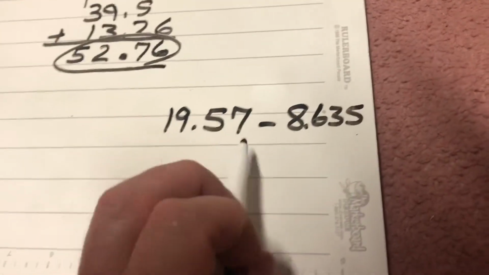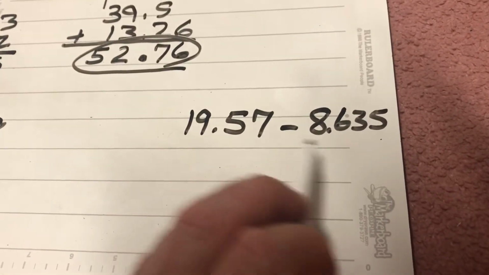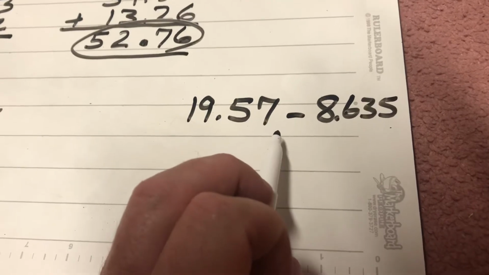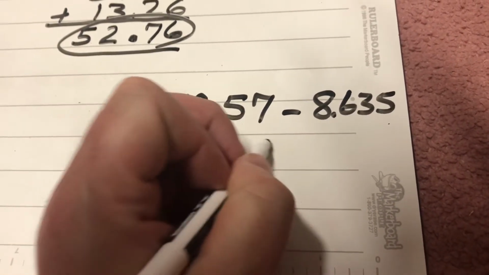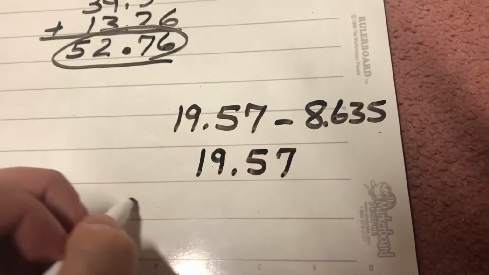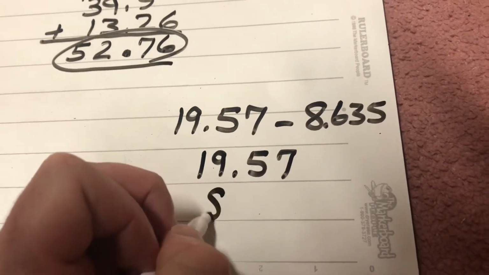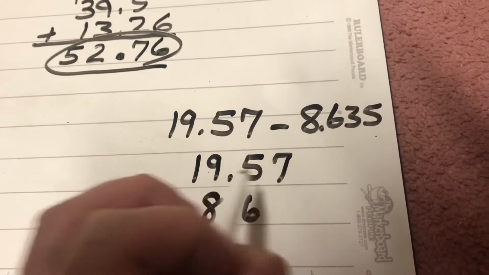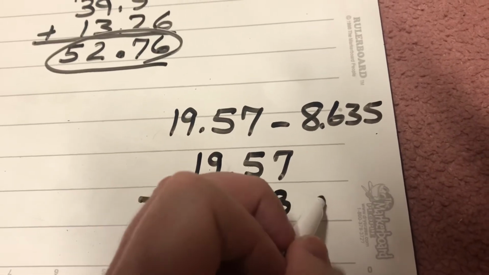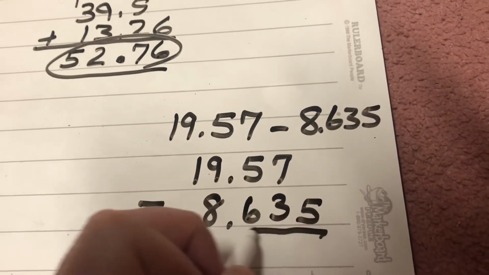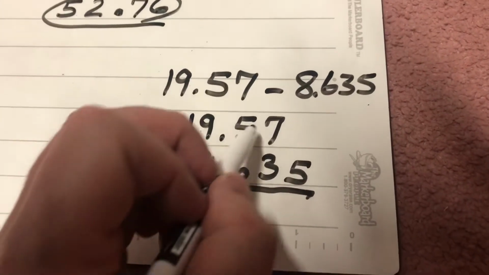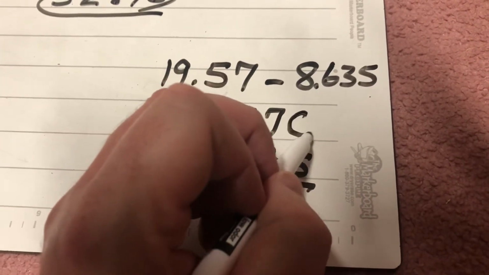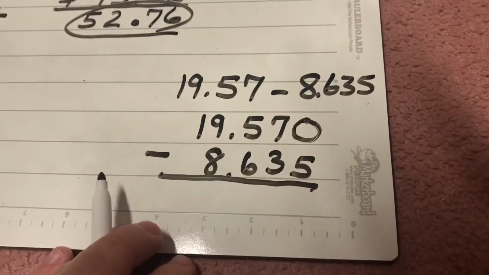Here's number 3. Here's an example of another one that just has one step. 2 numbers. It's a subtraction problem. Your job is going to be to rewrite it: 19 and 57 hundredths minus 8 and 635 thousandths. Remember, in this situation, since you're subtracting, you're going to want to go ahead and insert the 0.